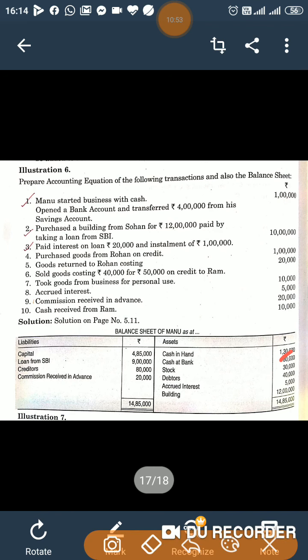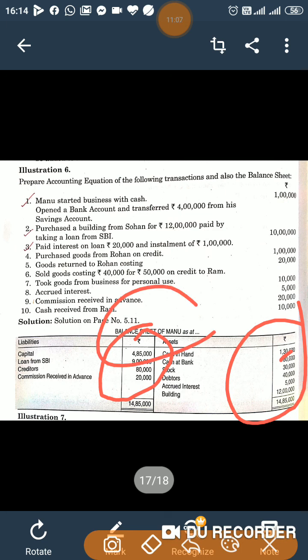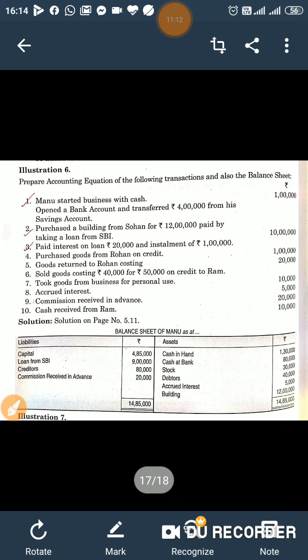In this way, all the assets having a balance in the final equation will be written here, and all the liabilities in the final equation will be written here: capital, loan from SBI, creditors, commission received in advance. So this is the balance sheet as at whatever the date is; it is not mentioned, so leave it.